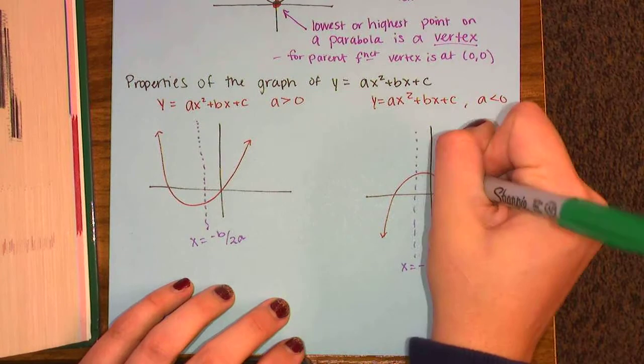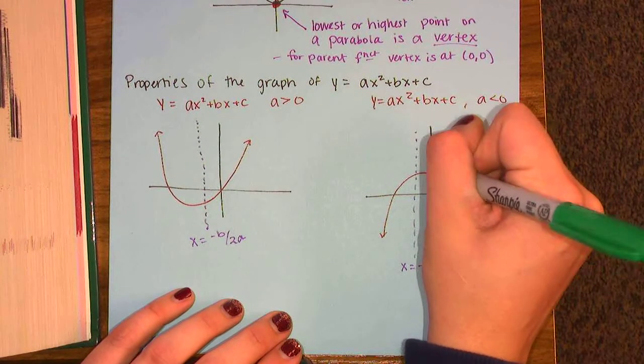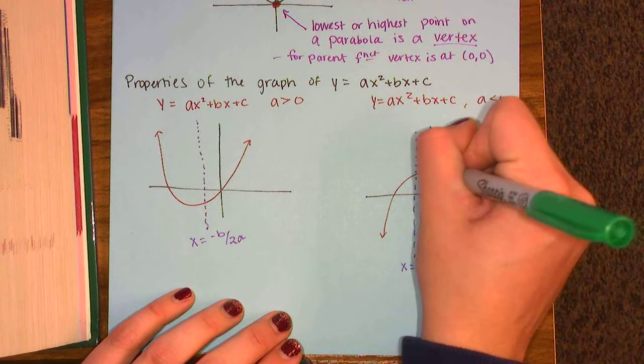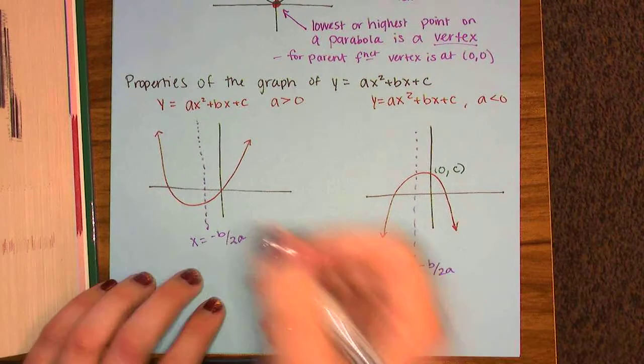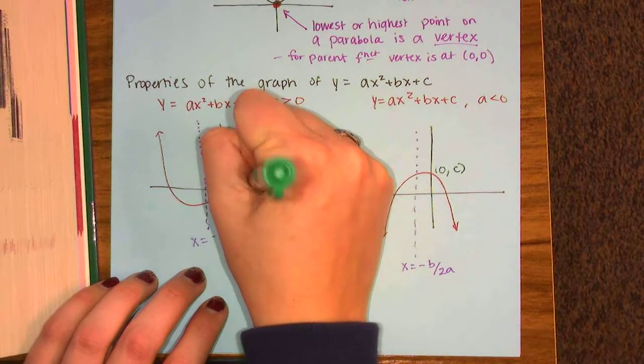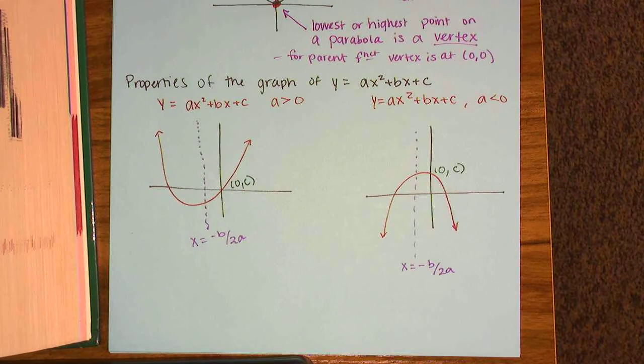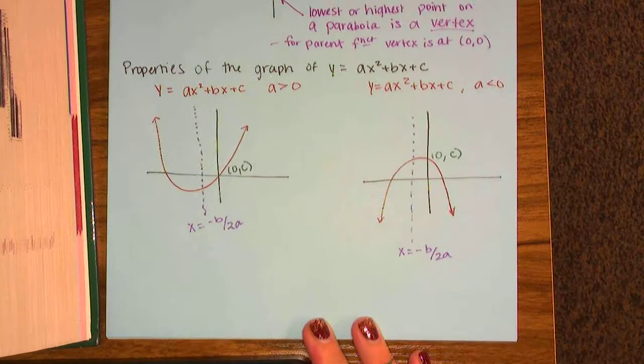Okay, so then this point where it crosses the axis is (0, c). And I'll give the characteristics of it on another page here in just a second.